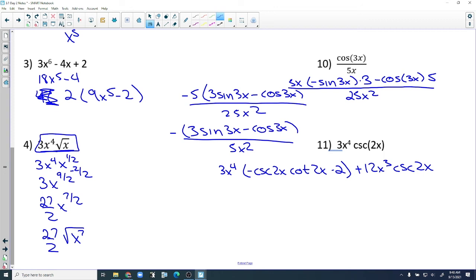All right, what can we take out? We can take out a 3. We can take out a cosecant. And an x to the 3rd. So 3x to the 3rd cosecant of 2x. What's left is negative 2x cotangent 2x plus, let's see, 4? Just 4. Yep.